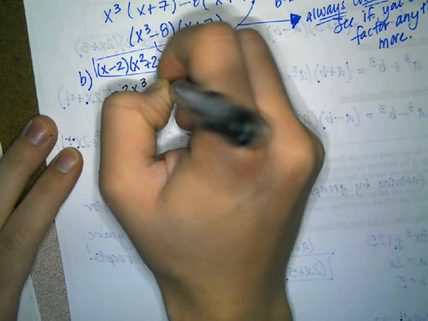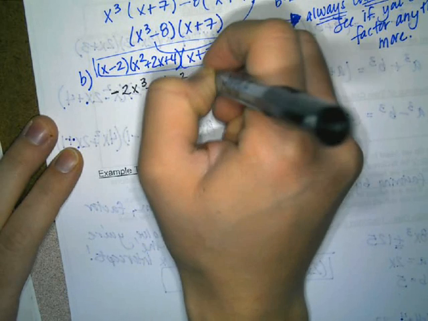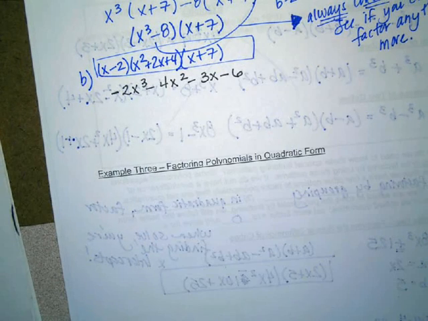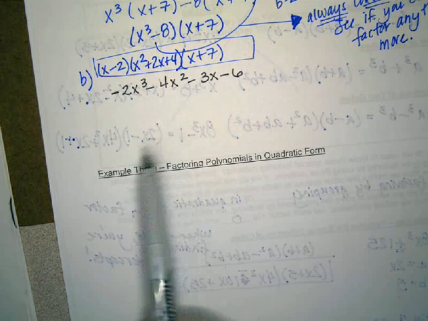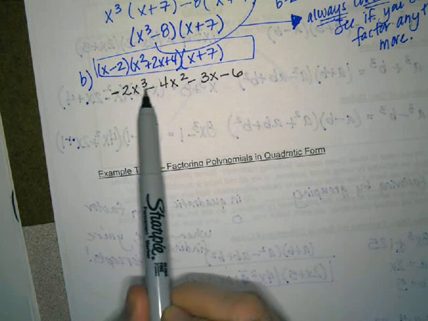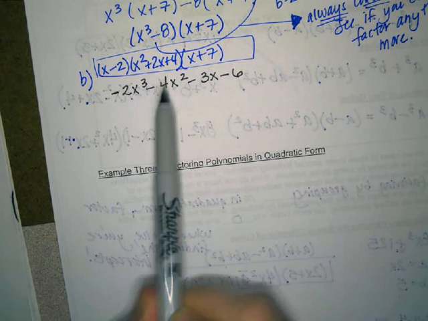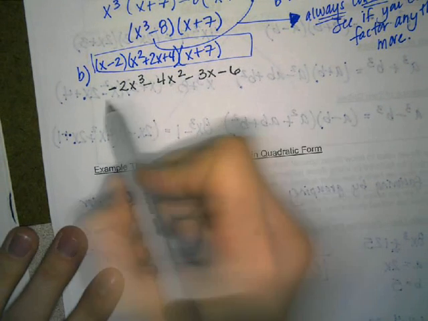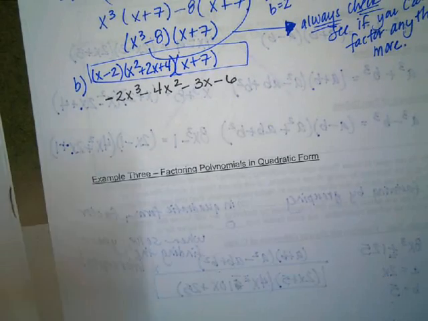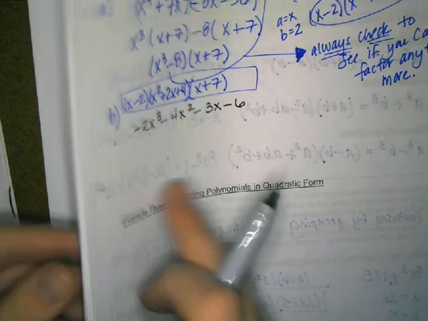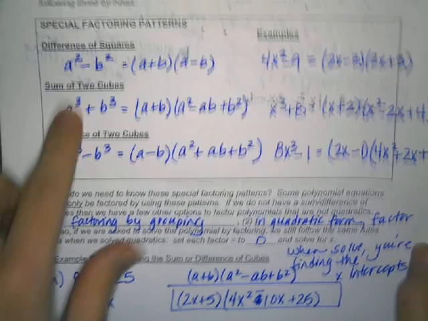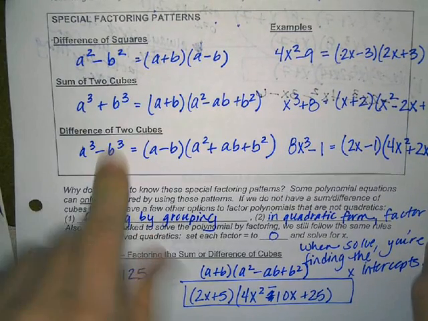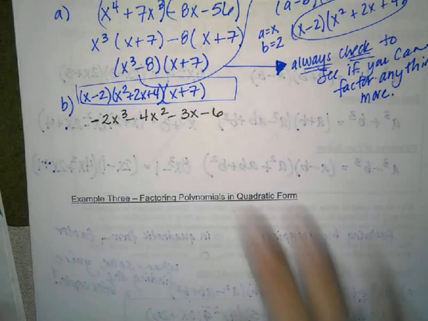4x squared minus 3x minus 6. Again, with polynomials, we have a cubic here. If you have 4 terms, factoring by grouping is the first thing that you should try. Because there's 4 terms, it doesn't fit one of those special factoring patterns that we talked about, like the sum of cubes, the difference of cubes. It doesn't fit either one of those because there's more than 2 terms. So there's 4 terms, factoring by grouping is usually the way to go.